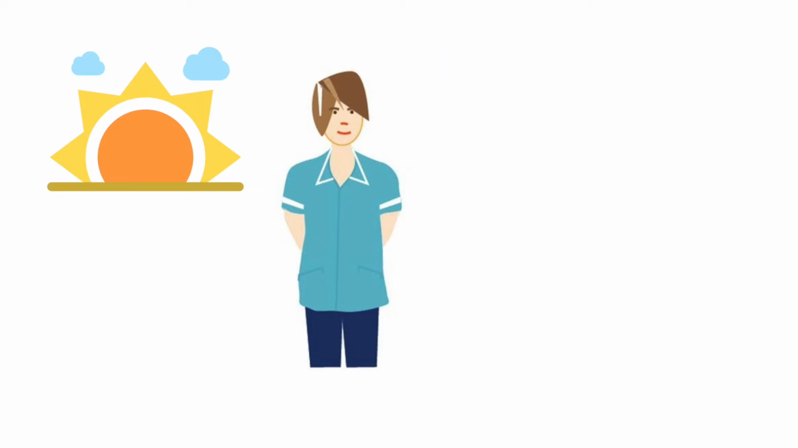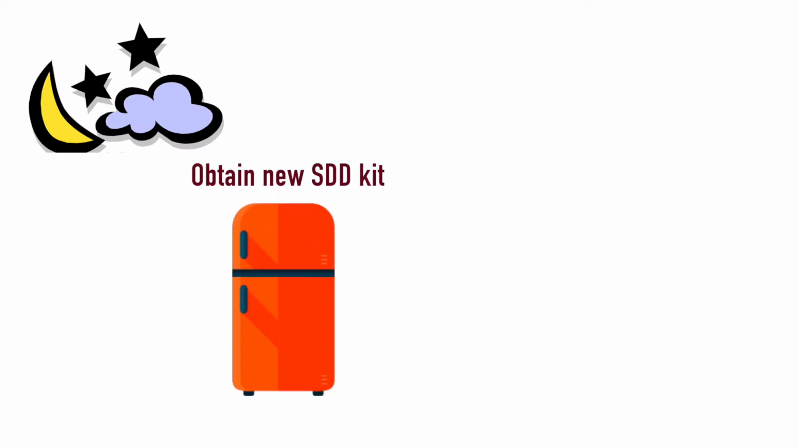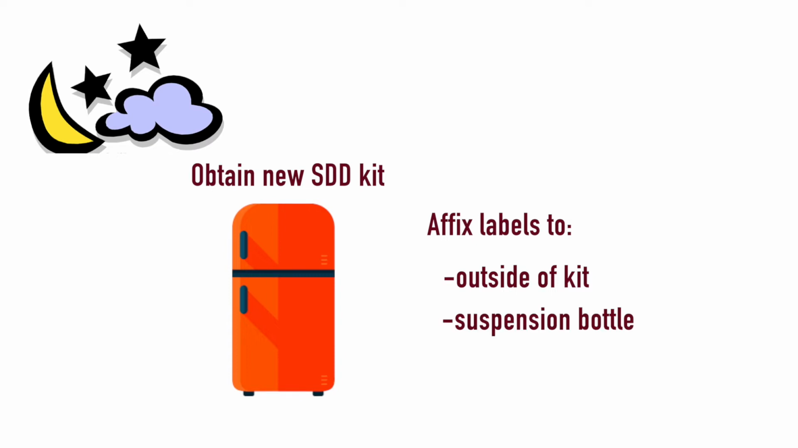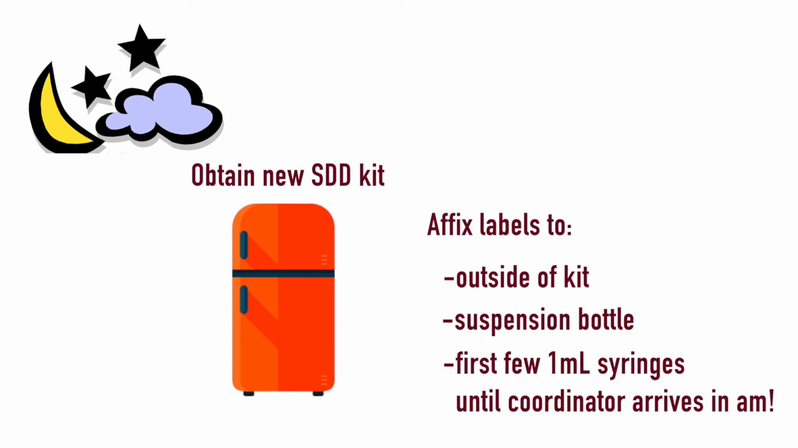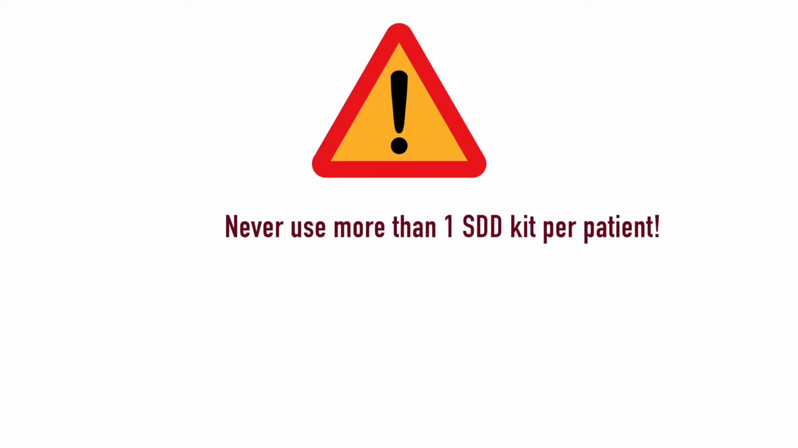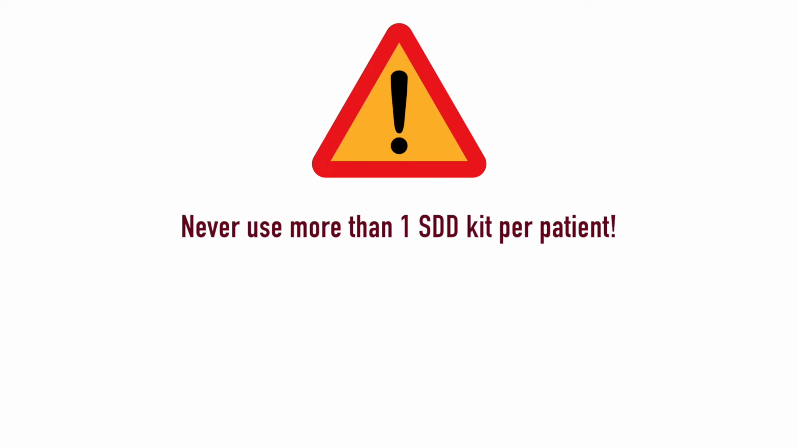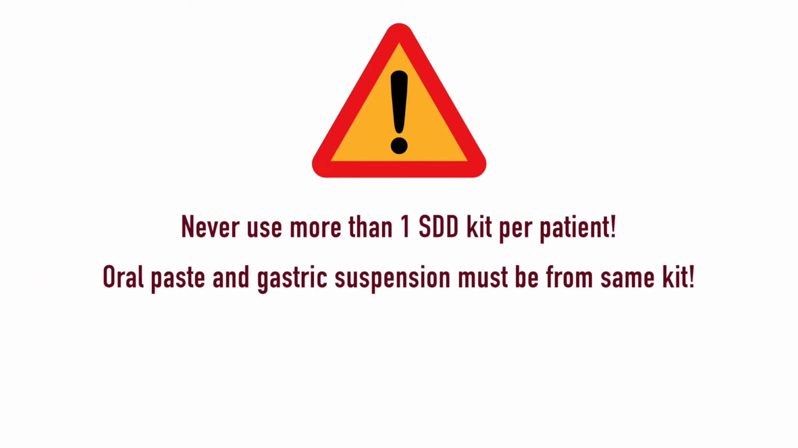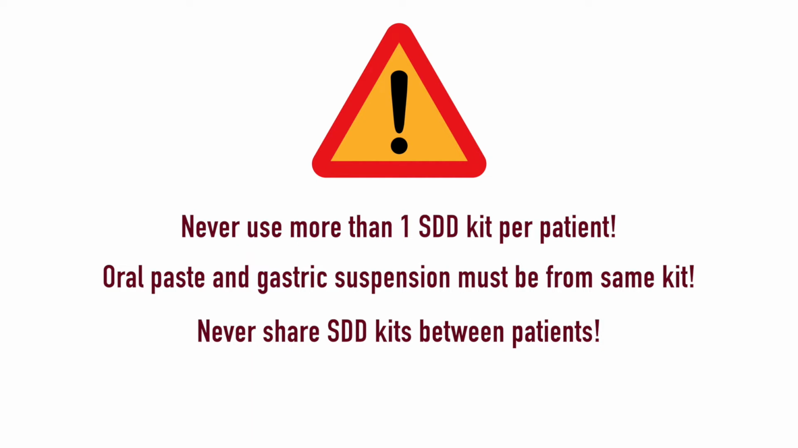If commencing SDD outside of normal working hours, you will need to take a new kit from the temperature-controlled refrigerator in which the SDD kits are stored. Attach your patient's identification label to the outside of the SDD kit, as well as to the gastric suspension bottle, and to a sufficient number of 1 milliliter syringes to last until your ICU research coordinator is available to label the rest. Never use more than 1 SDD kit for your patient at any given time. SDD oral paste and SDD gastric suspension must be from the same SDD kit. Also, never share SDD kits between patients.